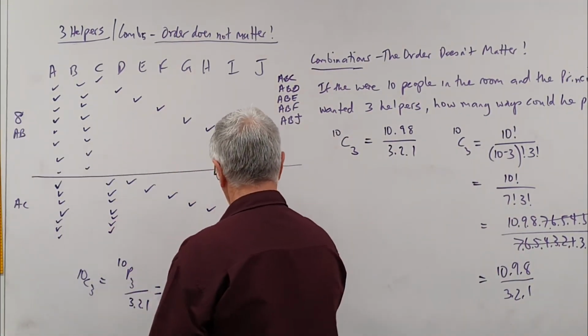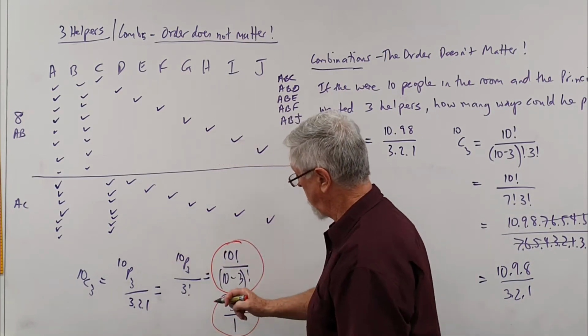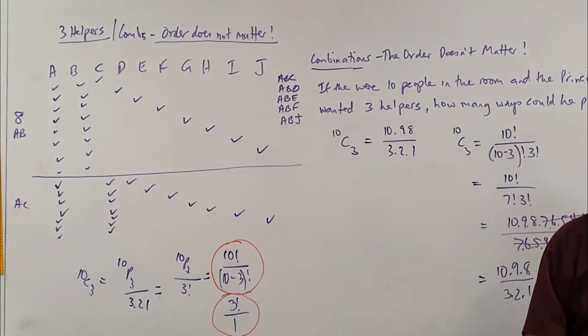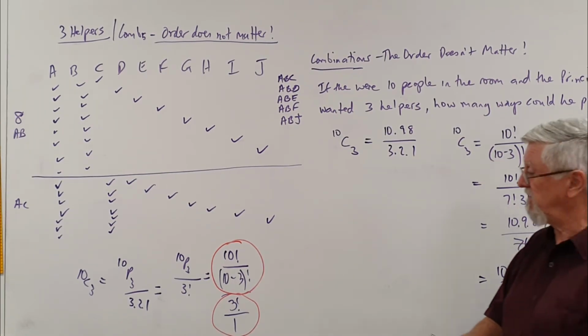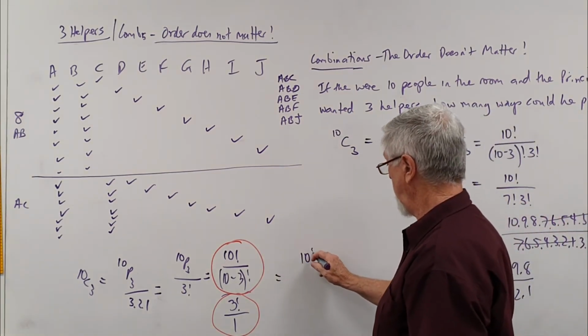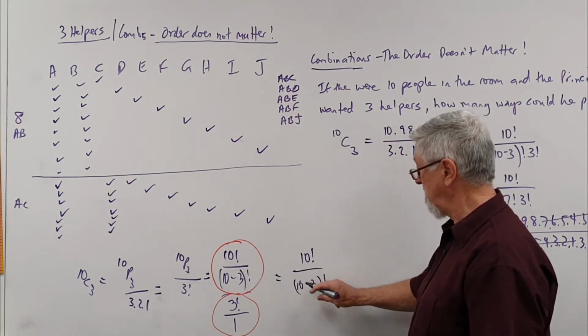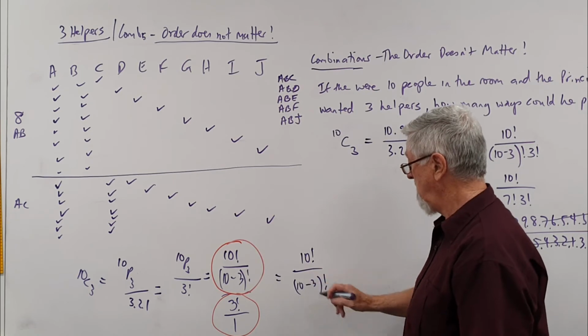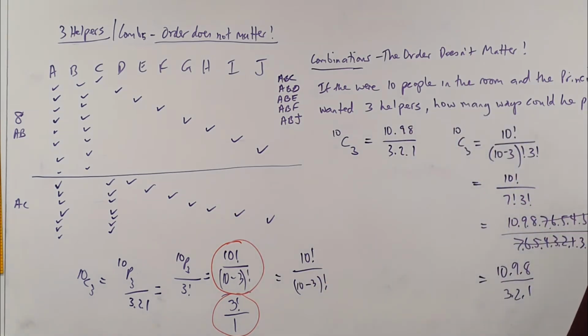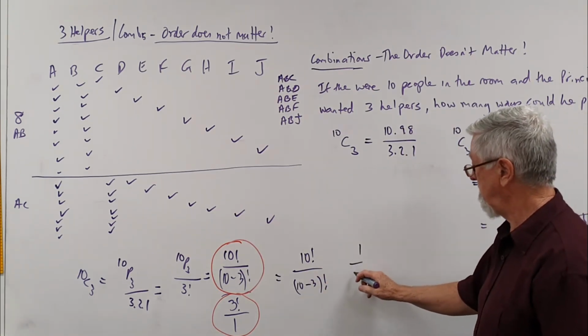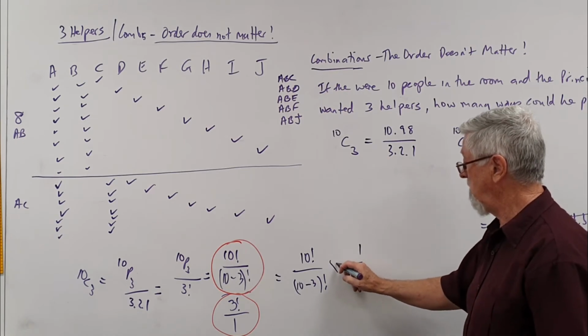A fraction divided by a fraction. Have you learnt invert and multiply? You leave the top one the same: 10 factorial over 10 take 3 factorial. Oops, I want to fix my writing up. What do we do with the bottom? Invert and multiply.